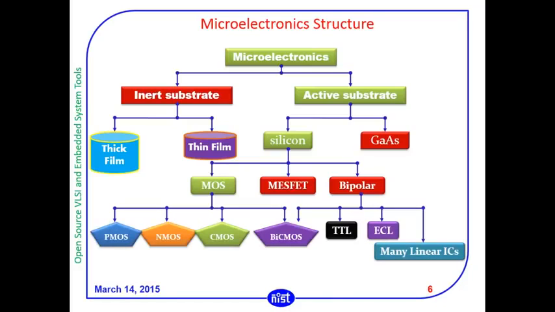I want to show you that in this course we have developed the materials basically for the yellow shaded regions. That is, in microelectronics we will take an active substrate made of silicon, in MOS, and we will be using CMOS technology. What I want to say here is that we have developed the course materials for CMOS technology and how to design it using free EDA tools.